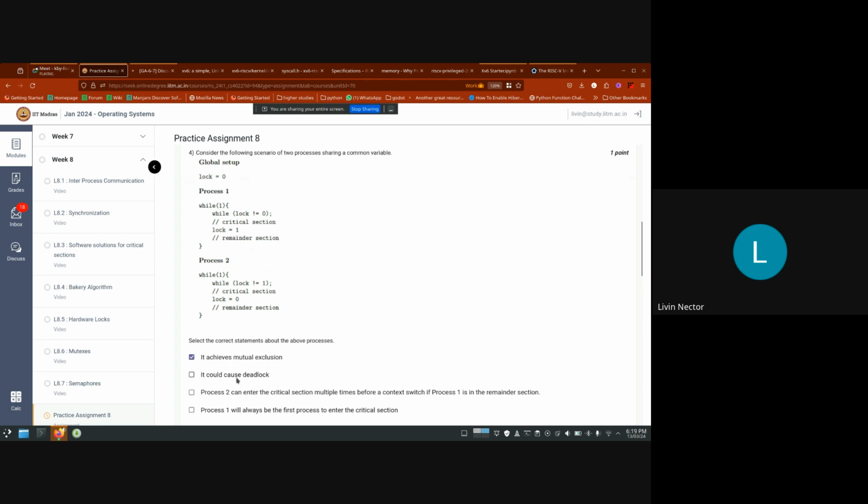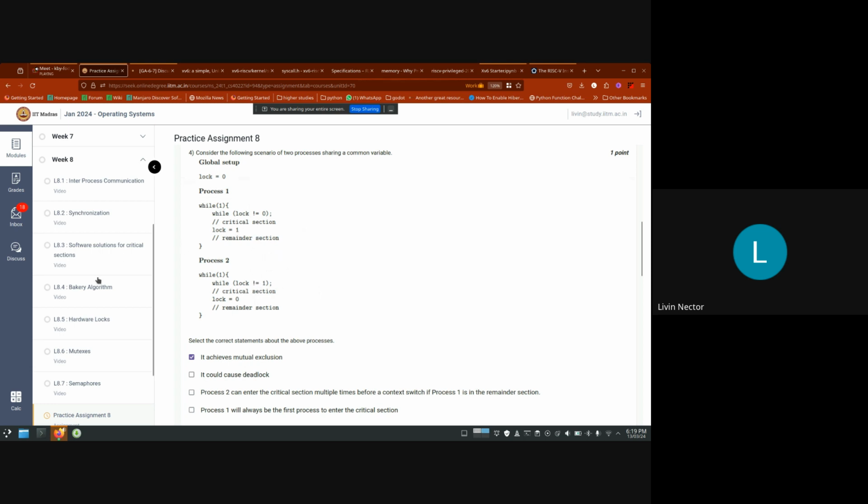So what is this thing? It could cause a deadlock. Deadlock can occur in some cases where both processes will be waiting for something to happen. This will wait for something to happen, and this will also wait for something to happen, and that thing cannot happen. So this kind of situation may occur. Here in this case, actually, deadlock is not there.